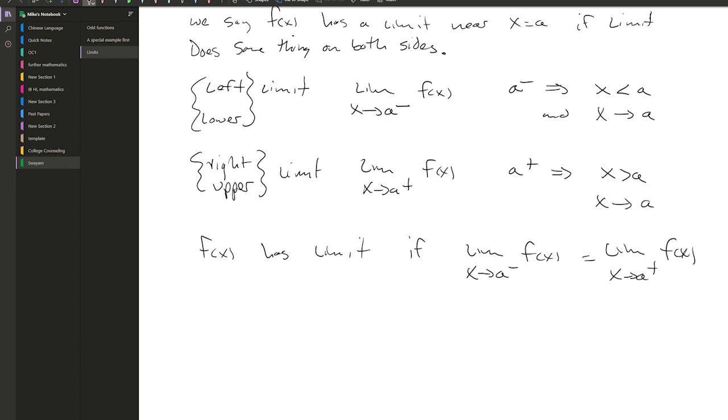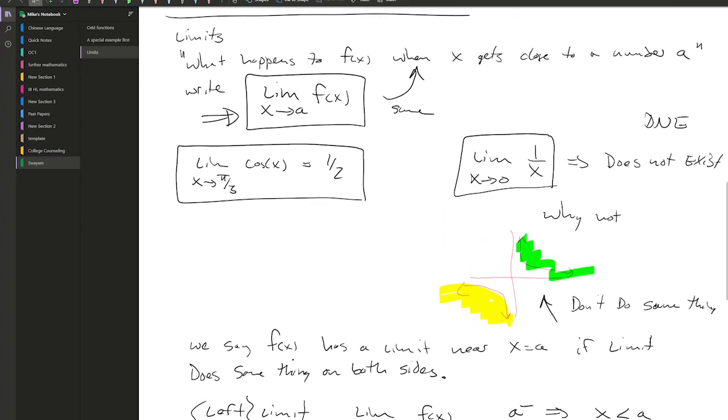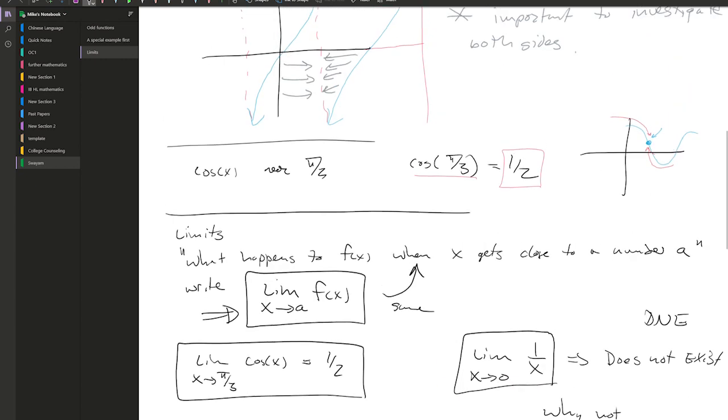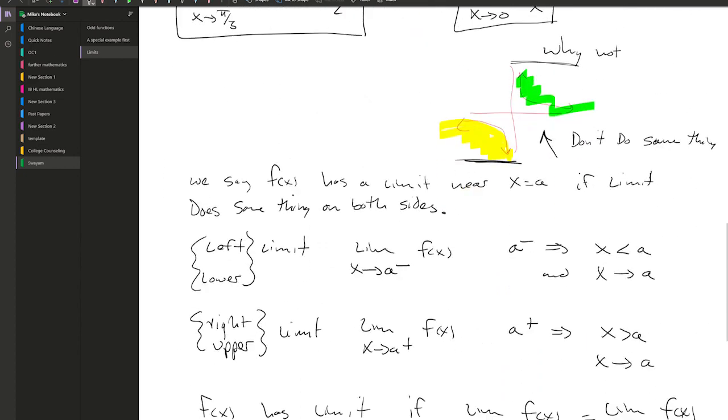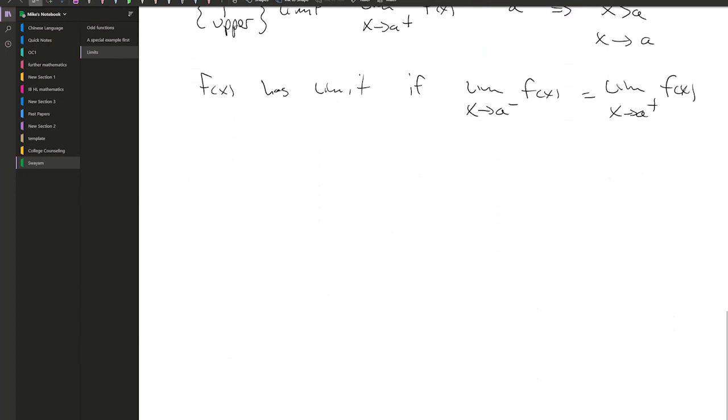1 over x doesn't exist at 0. Tangent doesn't exist at pi over 2. And the closer I get to 0 or to pi over 2, we find out that the direction that we move on matters. So remember that as we get closer to 0 in 1 over x, if I'm less than 0, it goes to negative infinity. If I'm bigger than 0, it goes to positive. And when we were looking at tangent, when I was less than pi over 2, it goes to positive infinity, and if I'm bigger than pi over 2, it goes to negative infinity. So it is important that we pay attention to the direction that we're moving.